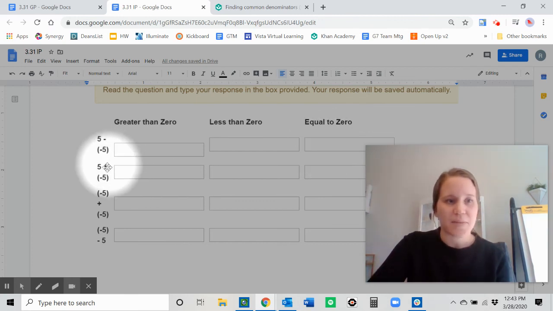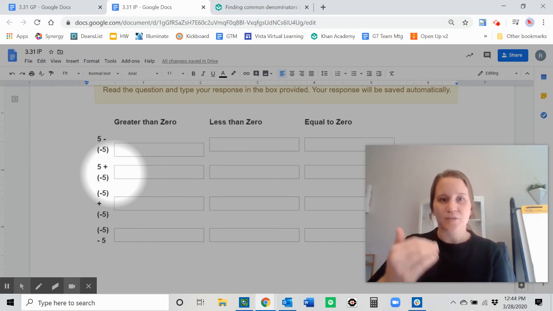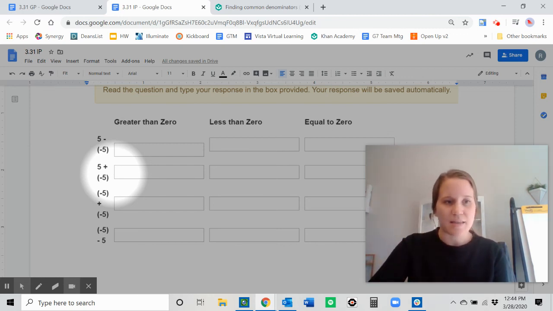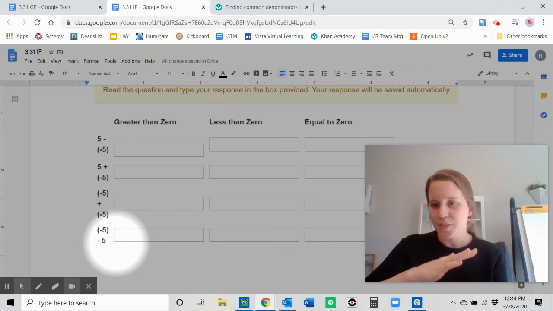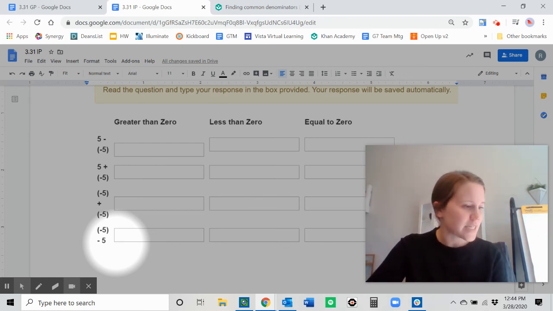The next expression is this one, 5 plus negative 5. So solve that, put an X in the box that shows the solution you think is true. The third one is negative 5 plus negative 5. And then the last one is negative 5 minus 5. Okay? So if you're looking at that question on your own and you're like, wait, I'm confused, just come back to the end of this video and listen to the expressions as I say them.